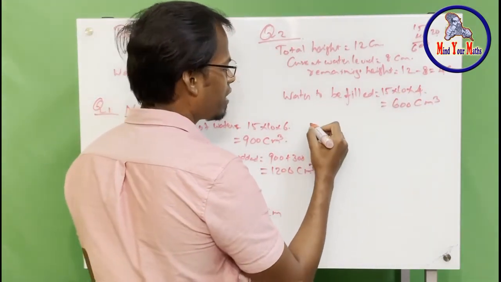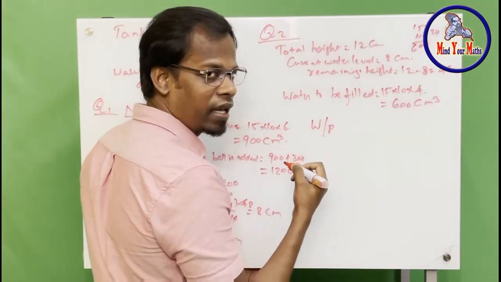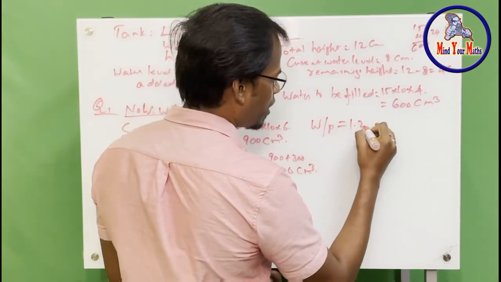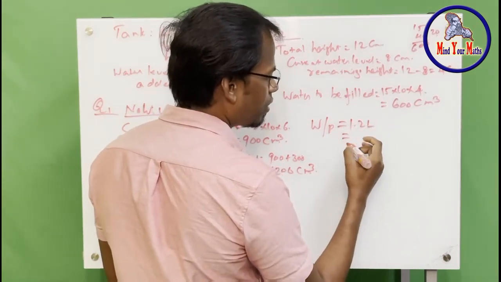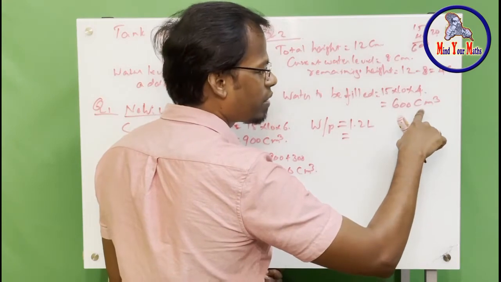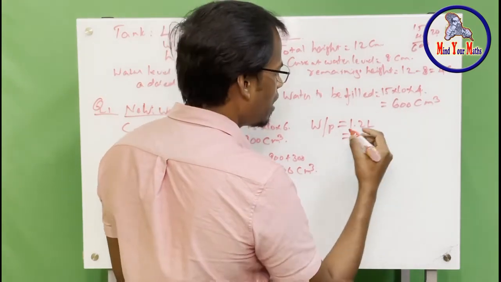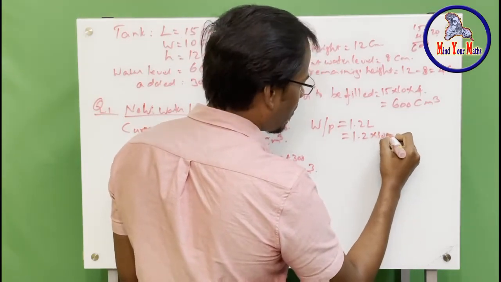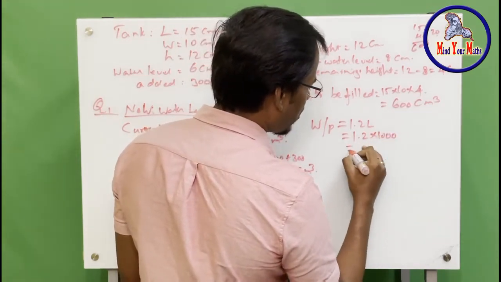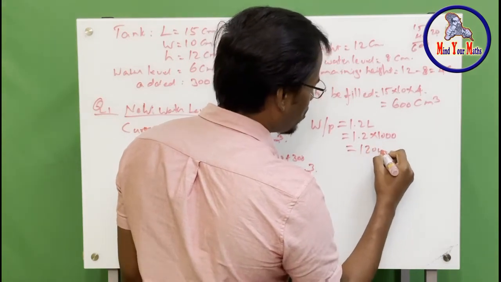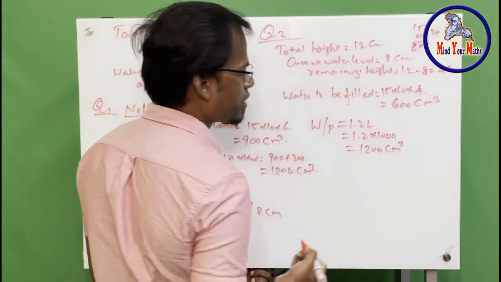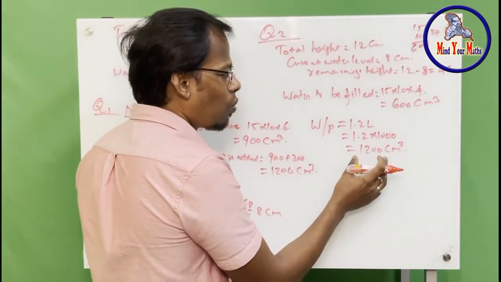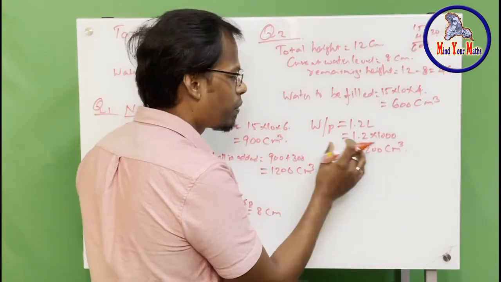Now it's given that the water flowing inside the tank per minute is 1.2 liter, which you need to convert into cubic centimeter, because the other quantity is in cubic centimeter, right? So let's convert that. What should we do for that? Very good, we multiply by 1000, which equals how much? 1200 cubic centimeter. Now the rate at which the water is getting filled is 1200 cubic centimeter per minute.